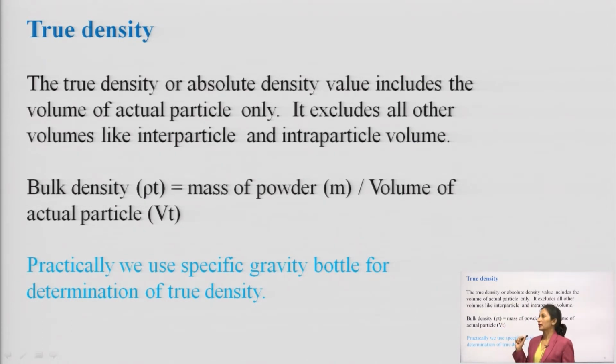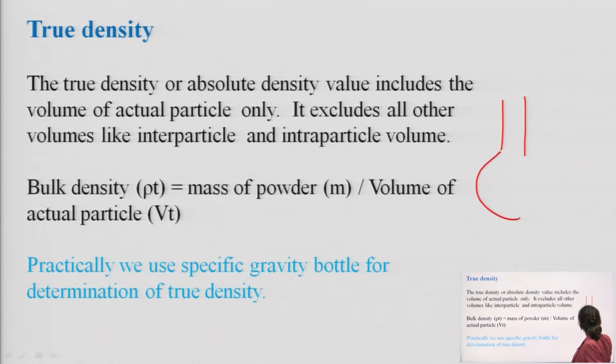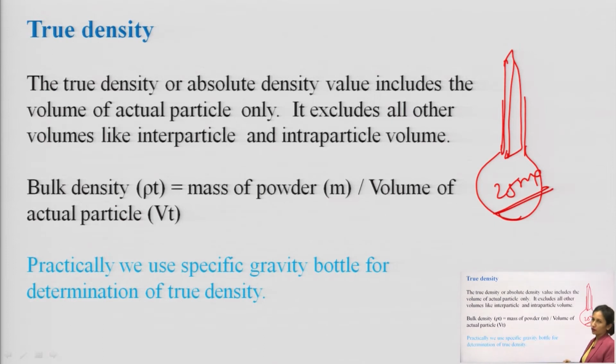Practically, the true density is determined by the liquid displacement method by using the relative density or specific gravity bottle. This is the specific gravity bottle which you are using in your laboratory generally. This is the cap of this, like this. This is approximately 25 ml capacity. This is also known as the relative density bottle or a specific gravity bottle. This is used for the determination of the true density in the laboratory.